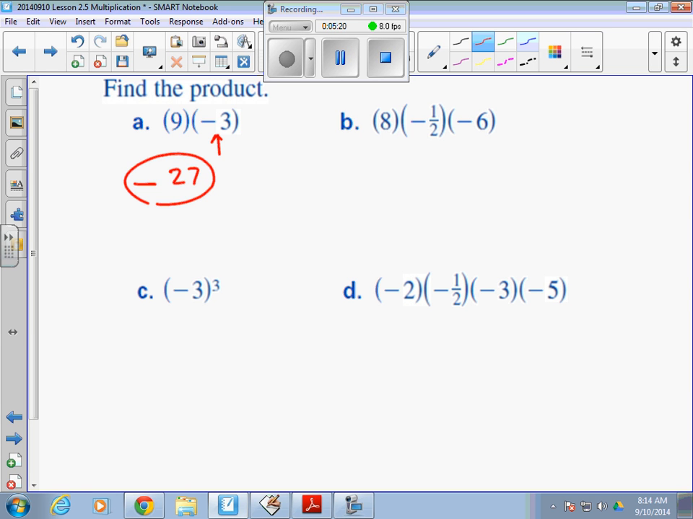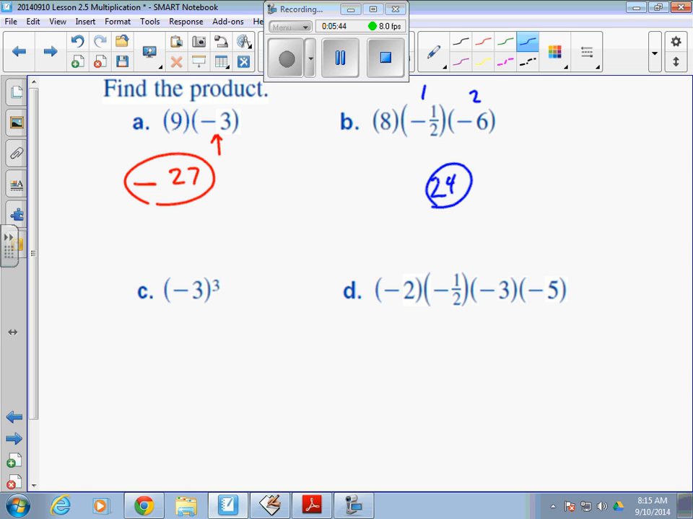For B, there are two negative values. You can count them up. There's one here, two here. That's an even amount, so at the end of this problem, it's going to be positive. 8 times 1/2 means half of 8, which is 4, and 4 times 6 is 24. And again, we said it was an even amount, positive 24.